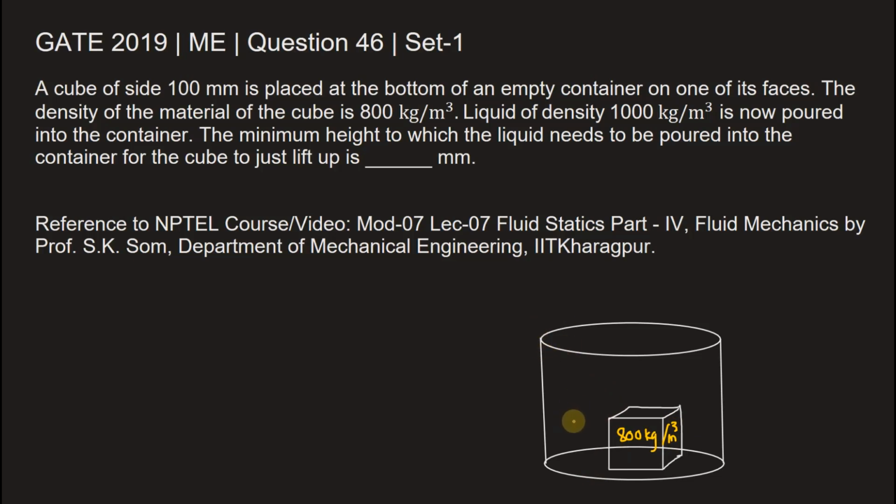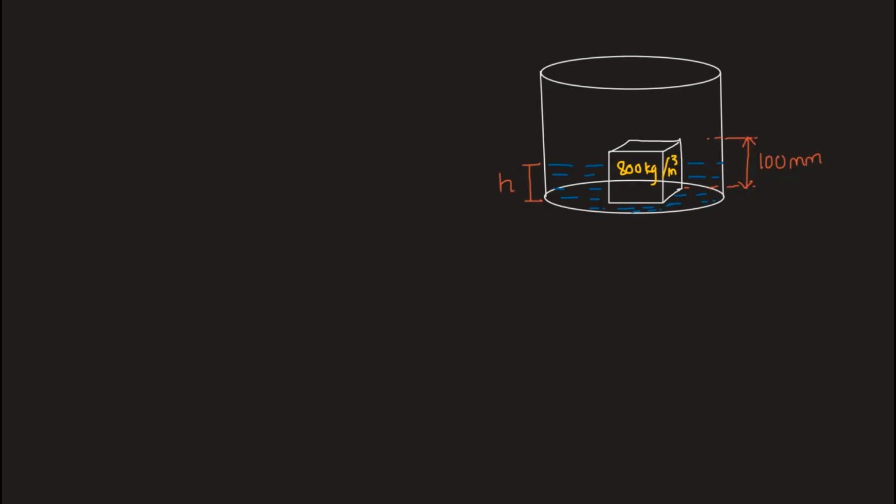Now liquid is being poured inside the container. Let the height of the liquid be h when the cube just lifts from the base of the container. There is liquid under the cube, which shows that when we have h height of liquid inside the container, the cube has just lifted. Now we know that the cube will just lift only when the liquid is able to generate enough buoyant force. That buoyant force will be equal to the weight of the cube. So as soon as the buoyant force generated by the liquid on the cube is equal to its weight, the cube will just lift.